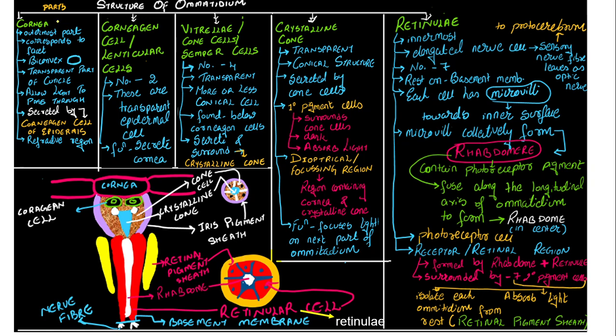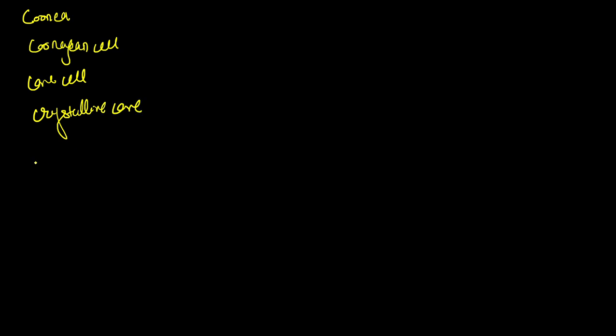So we are going to see certain parts of it. In ommatidia, the cornea is present, cornegen cells are present, cone cell, crystalline cone and retinulae are present. We'll come back to this slide. Let me first explain certain things here. What all things are present? Cornea, then cornegen cell, then cone cell, then crystalline cone, then retinulae. All these things are part of the ommatidia.